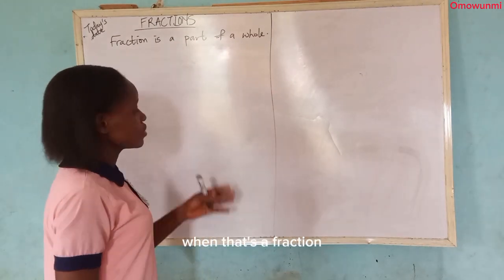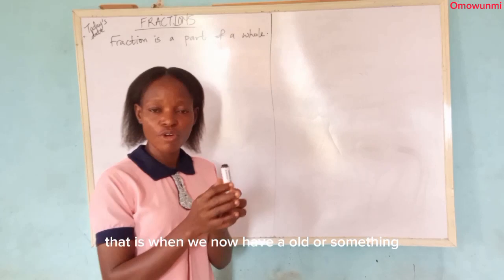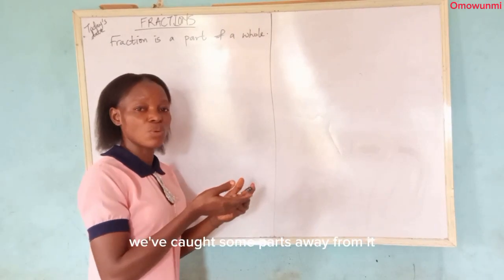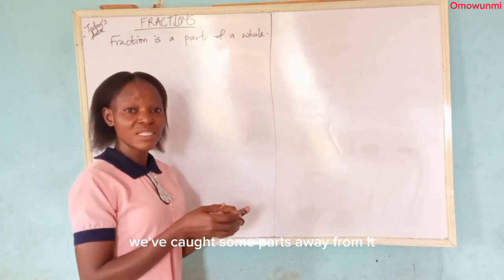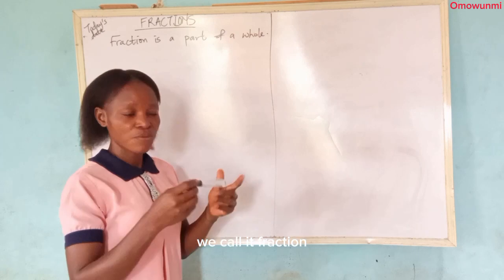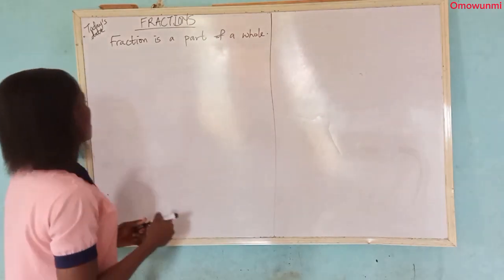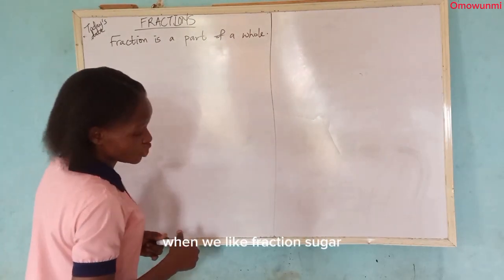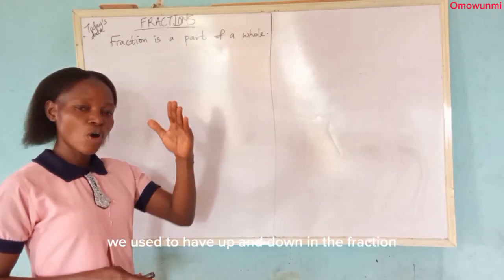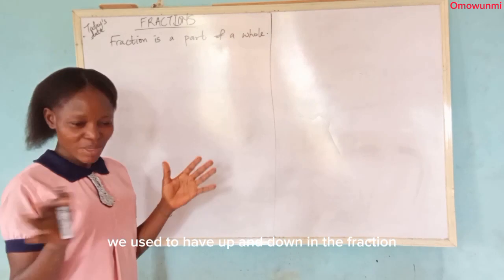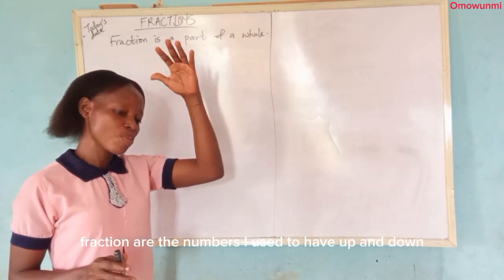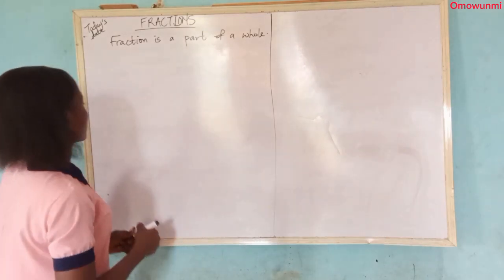When we now say fraction, that is when we have a whole of something that we've now divided, maybe we've cut some part away from it. That part that we cut away or divided, we call it fraction. When we write fraction, children, we used to have up and down in a fraction. Fractions are the numbers that used to have up and down.